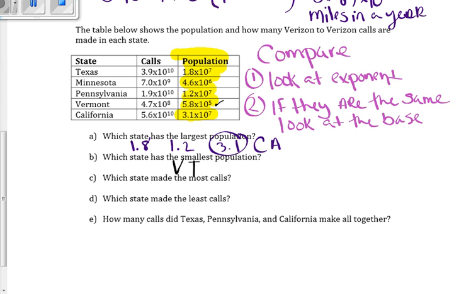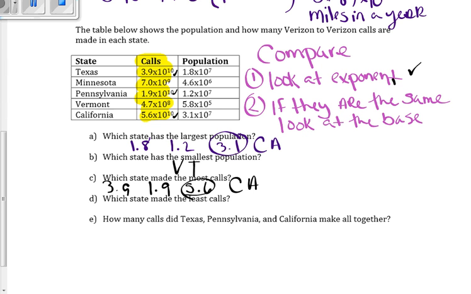All right, now same thing over here. We're going to look at which one made the most amount of calls. So let's look at the calls. Again, we want to look at the exponent first. So 10 is the largest. Okay, so we're down to our same states, and now we want to look at the bases. We have 3.9, 1.9, and 5.6. So which out of these three numbers is the largest? That's right, California again with 5.6.